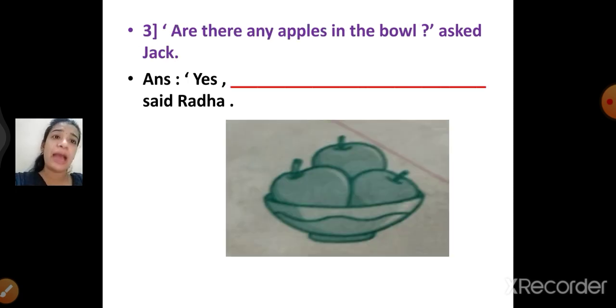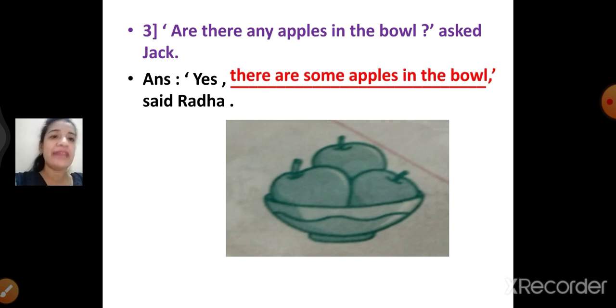Now, are there any apples in the bowl? Asked Jack. Yes, there are some apples in the bowl, said Radha.